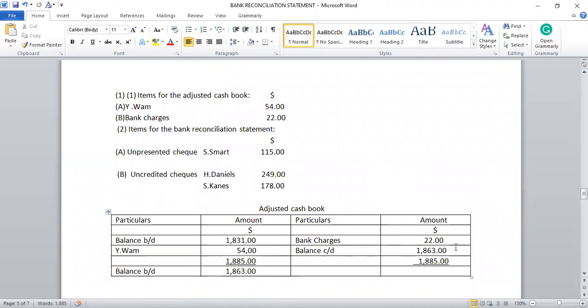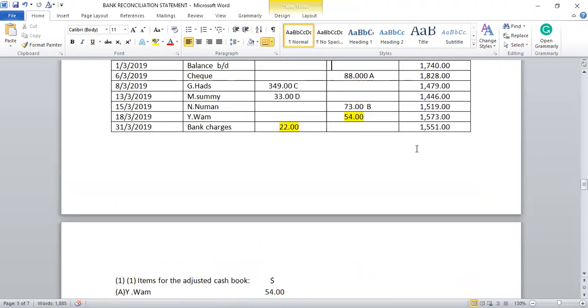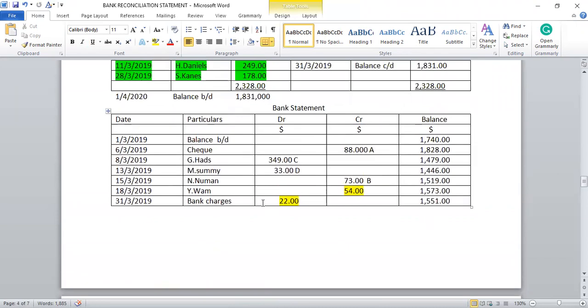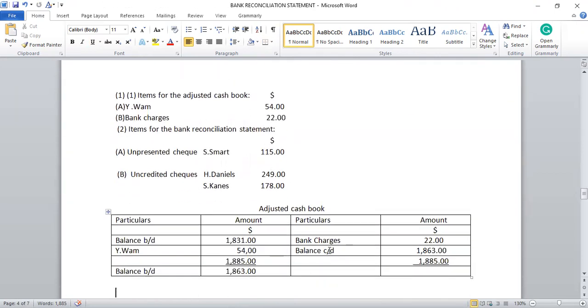Bank charges $22. This is what the bank has charged, $22. If you come to the bank statement, it has been debited. So we have to credit what they've deducted. Sorry, in the bank statement it has been credited. Okay, so we finish with this.